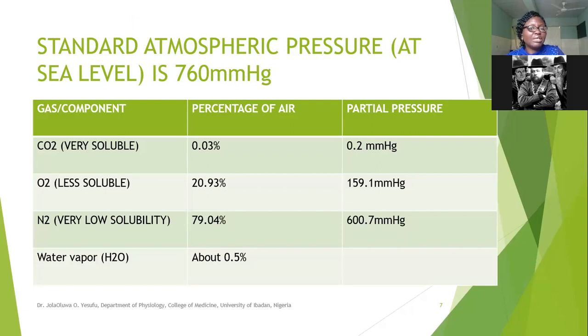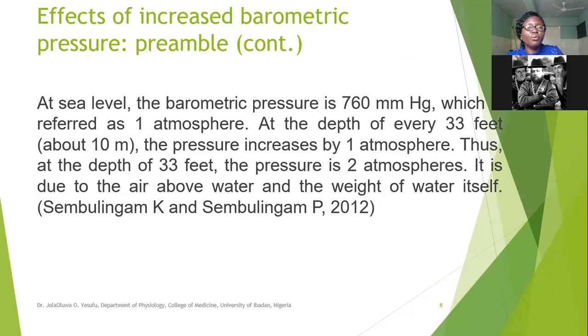Now let's look at the different gas components. Remember, we have talked about partial pressure. Let's look at carbon dioxide. You can see the percentage of carbon dioxide in air is 0.03%, at a partial pressure of 0.2 millimeters of mercury. You can see the partial pressure of oxygen, 159.1 or 160. That's where we got the 160 total of oxygen, okay? Of nitrogen, we have 79% of nitrogen that makes up air, and the partial pressure is 600.7 thereabout millimeters of mercury. And you can see that of water vapor, okay?